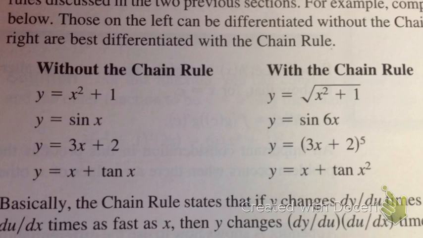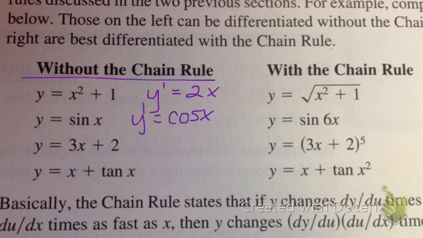So here are some examples out of your book, just to get you the idea of why we need the chain rule. These are problems without the chain rule. You don't have to use the chain rule to find the derivative because you can just automatically use the power rule. Like this derivative here would be 2x. This derivative here would be cosine of x. This derivative would be 3. These are just normal, basic problems. The derivative of x is 1, and the derivative of tangent is secant squared, or 1 over cosine squared.